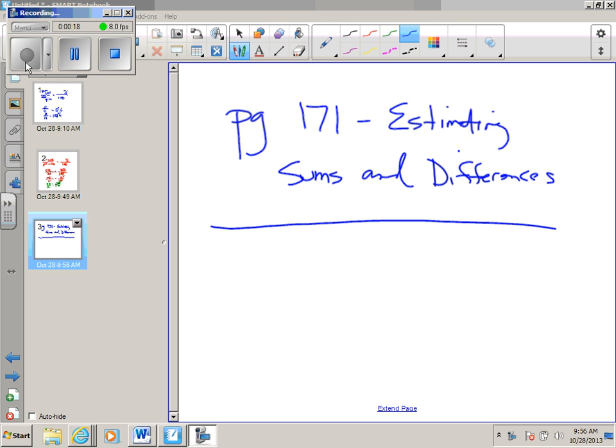Estimating sums and differences. First of all, why do we estimate? Again, we've had this question probably. If I were to estimate how many times we've had this question, maybe about 1,000. Sydney. Yeah, you need to estimate when you're shopping. You need to estimate in the real world so that you know how much money you have to spend.